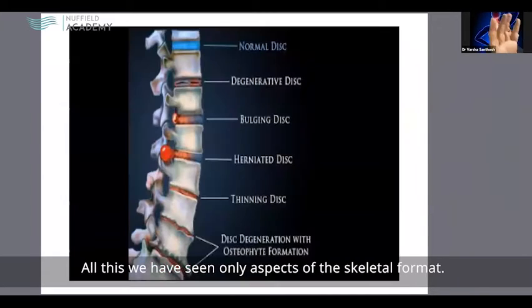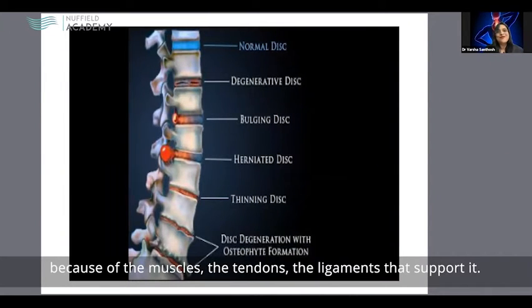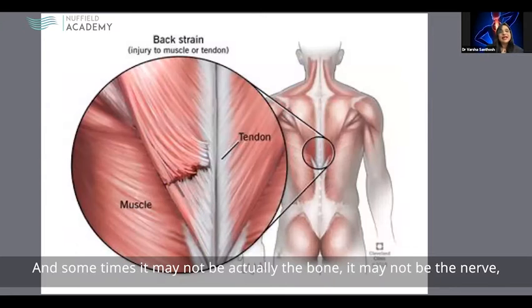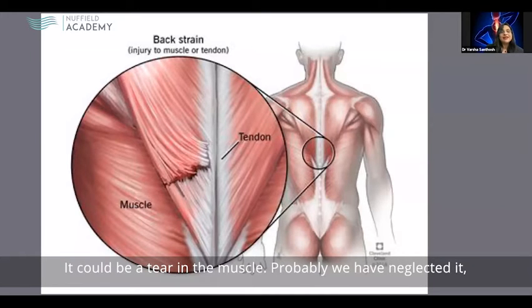All this we have seen only in the skeletal format, but all this is covered and nicely supported. We are able to move because of the muscles, the tendons, the ligaments that support it. And sometimes it may not actually be the bone, it may not be the nerve, it may not be the disc, but it could be a muscle. It could be a tear in the muscle.